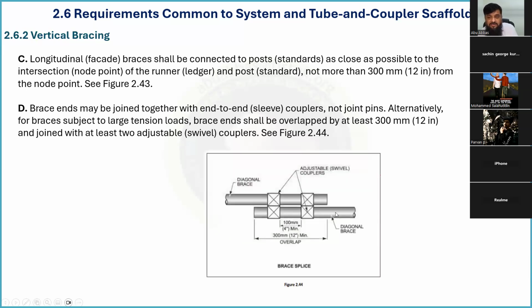So this shows us if we have taller scaffold, big scaffolds, where the wind load and all these types of load expectations are more, then instead of end-to-end coupler, we prefer overlapping. 12 inches, one over the other, and then a 90 degree coupler cannot be used definitely. Swivel coupler we use for this parallel joint. Between two joints, at least 100 mm, 4 inches at least.